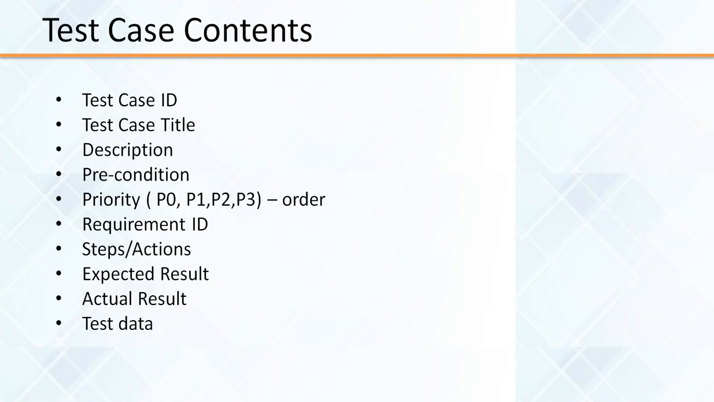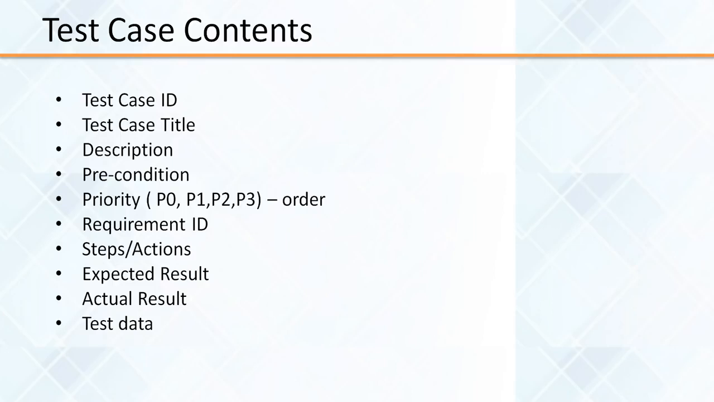Till all the reviews have been completed and everyone has signed off, we will then upload those test cases in your test management tool. So at the initial level, we will start preparing your test cases in the test case document itself. It has test case ID, test case title, description, precondition, priority of the test case, requirement ID, the steps and actions to be performed, expected result, actual result, and test data. All these things will be part of our test case.